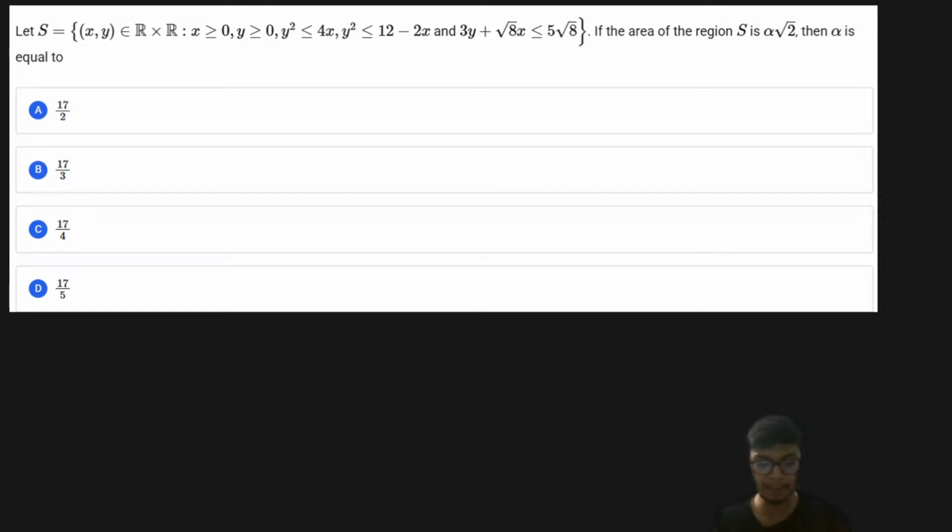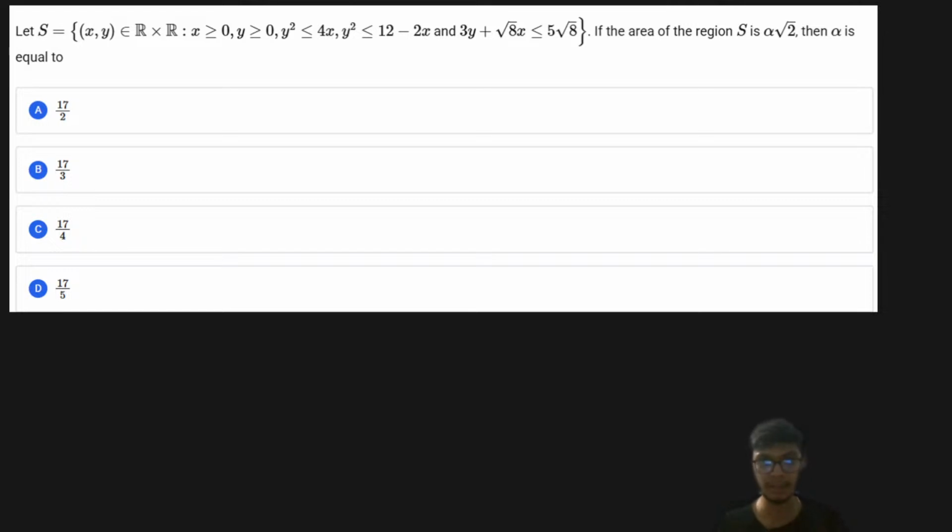Keeping that in mind, let's get started on this particular question. I would request all of you to try this question, and we can also compare the answers that you get. I'm also trying to solve this question along with you, so meanwhile you can try it by yourself as well. So let us try to read the question.